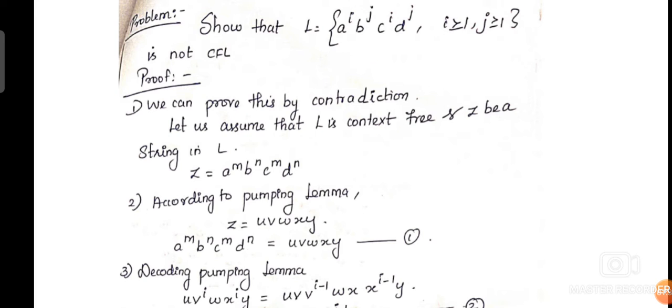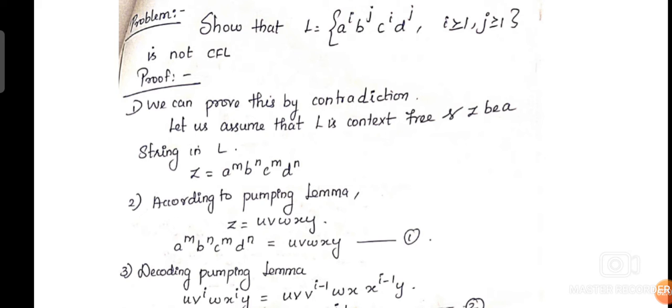language. Let z be the string that belongs to our language. So let us take one example string in the format of our language. So we are taking z equal to a power m, b power n, c power m, d power n. In the second step, we are going to use one important formula from the pumping lemma. So according to our pumping lemma, our string will be equal to u, v, w, x, y.